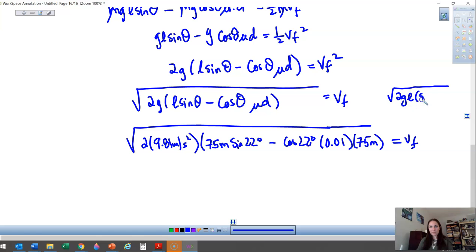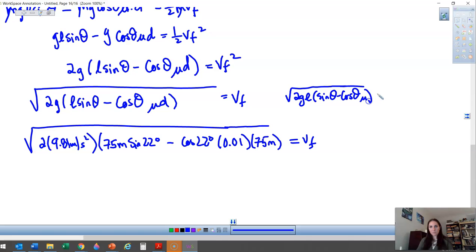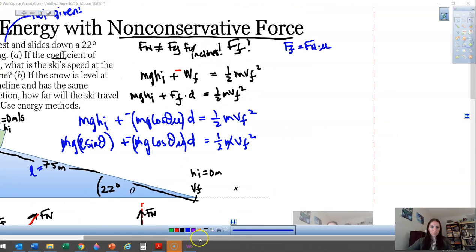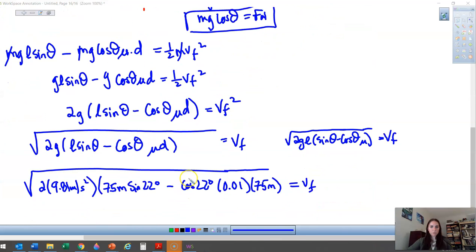2gL sine of the angle minus cosine of the angle mu equals v squared. Sorry, I would not be able to sleep if I didn't write that. Okay, so this is funsies, right? So I'm going to start from the middle. Cosine 22 times 0.01. Let me just double check that coefficient of friction. I don't want to do this whole thing and then find out that it's wrong. 0.09. See? I told you.